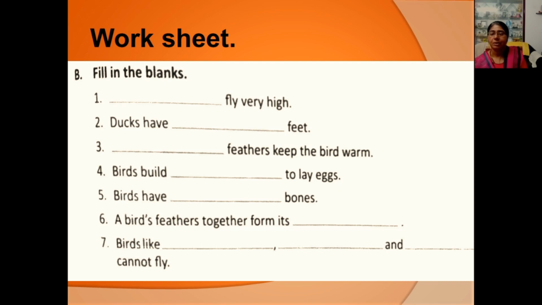Next we have learned about different types of feathers. Down feathers, flight feathers and body feathers. Down feathers keep the body warm. Body feathers cover the entire body. Flight feathers help the birds to fly.